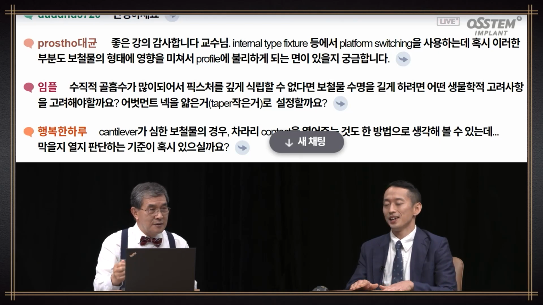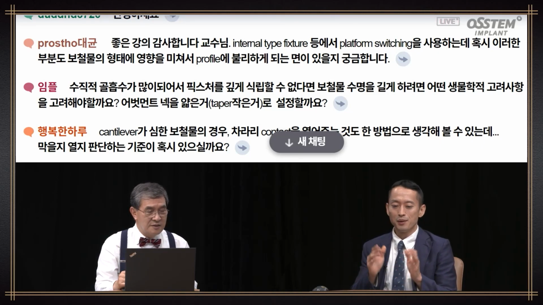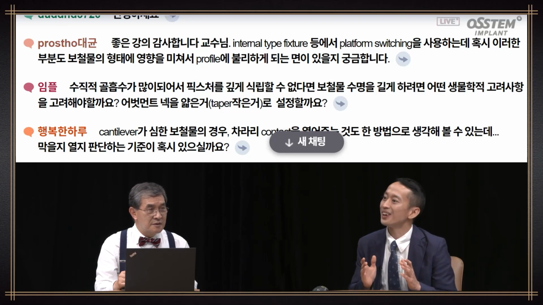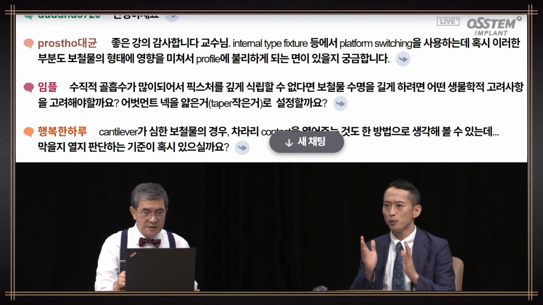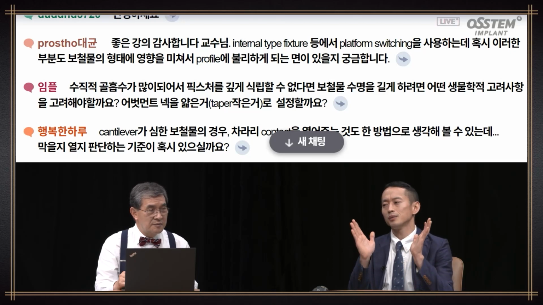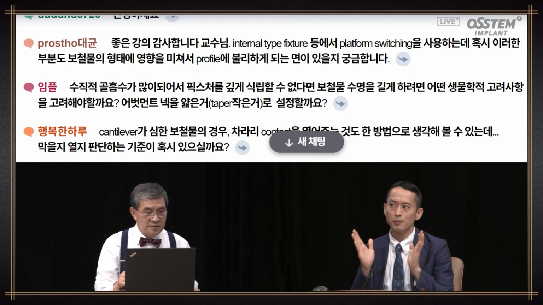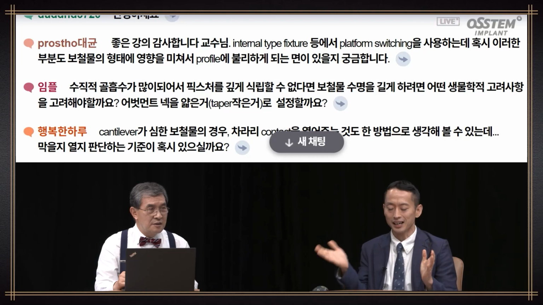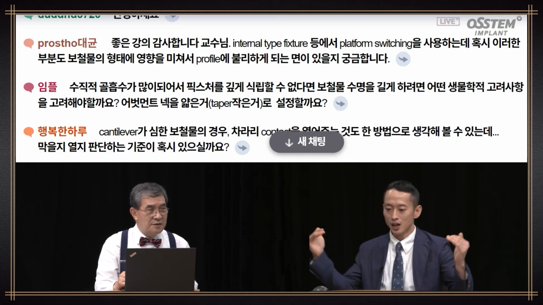Platform switching can be done for both external and internal type. It's not a matter of internal or external, but if you do platform switching, the emergence angle becomes more significant. Therefore, in that sense, it's quite negative. However, it has advantages too. There's less bone loss below the platform, and you can also secure soft tissue thickness. There are advantages as well as disadvantages.